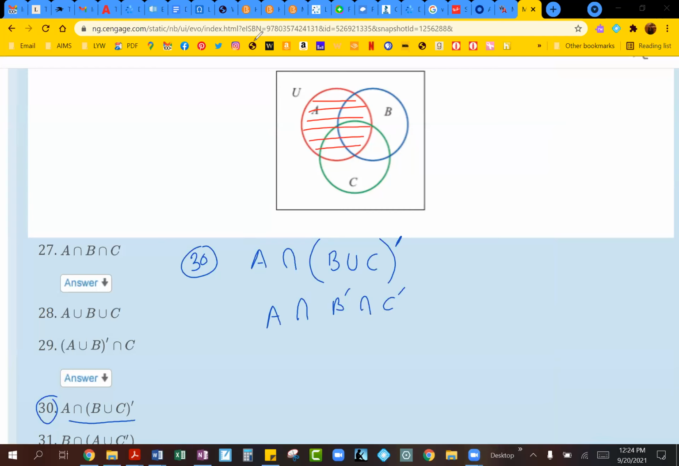But then we are saying B complement. So B complement means everything that's outside of B, right? So that would, of course, mean everything over here, as long as it was not in the B circle. So all of this area outside of B would be B complement. And then we are also saying C complement. So C complement would be everything outside of C.